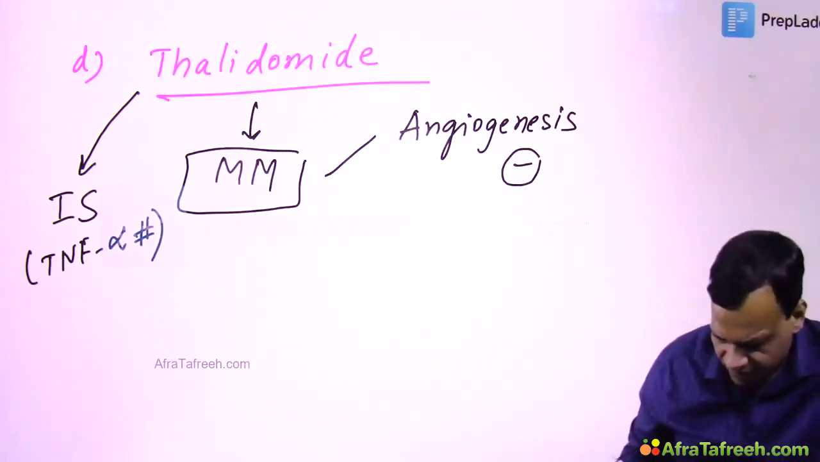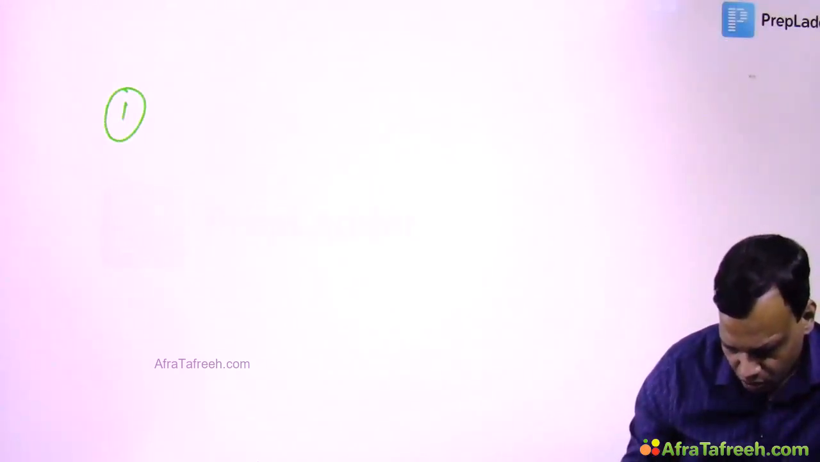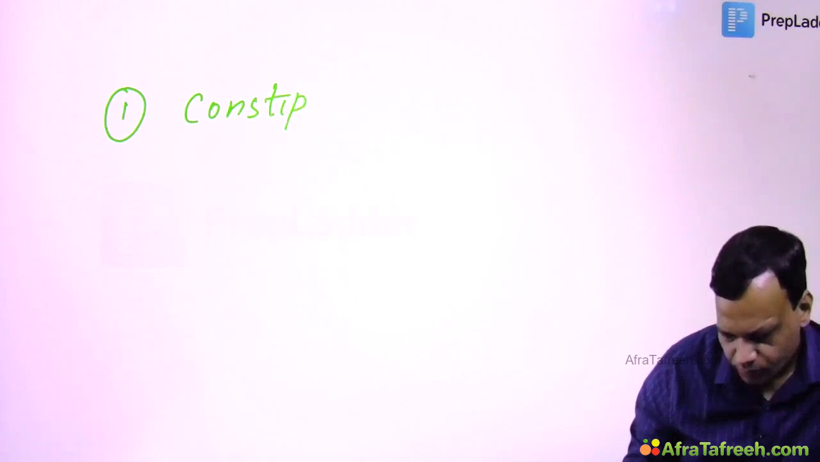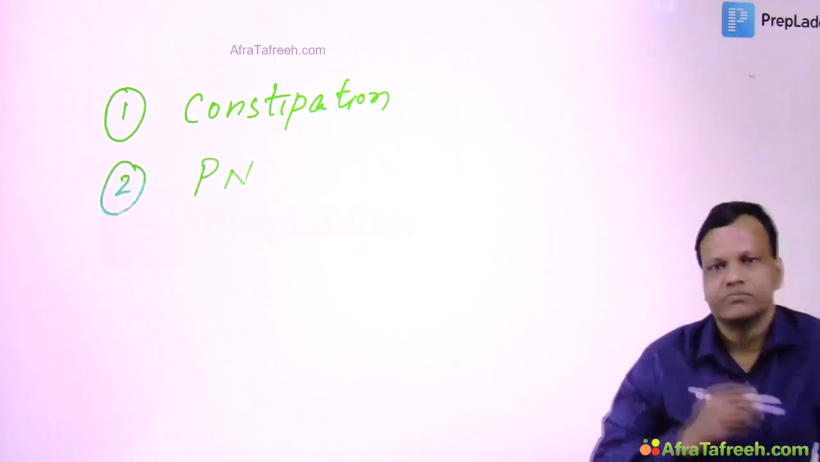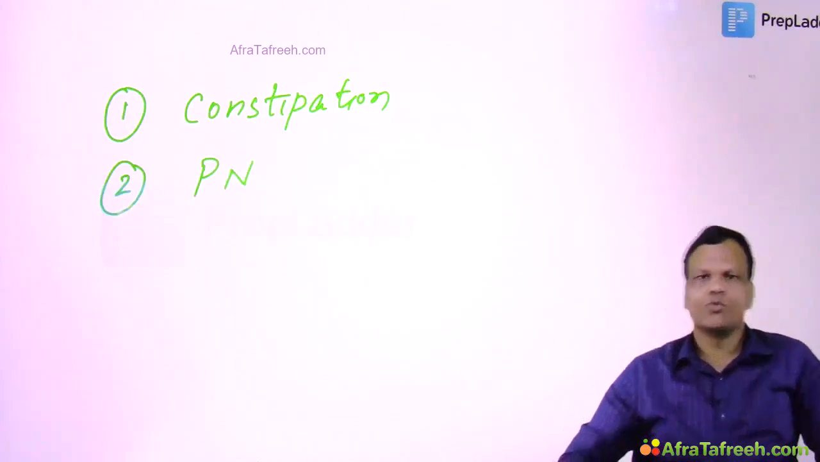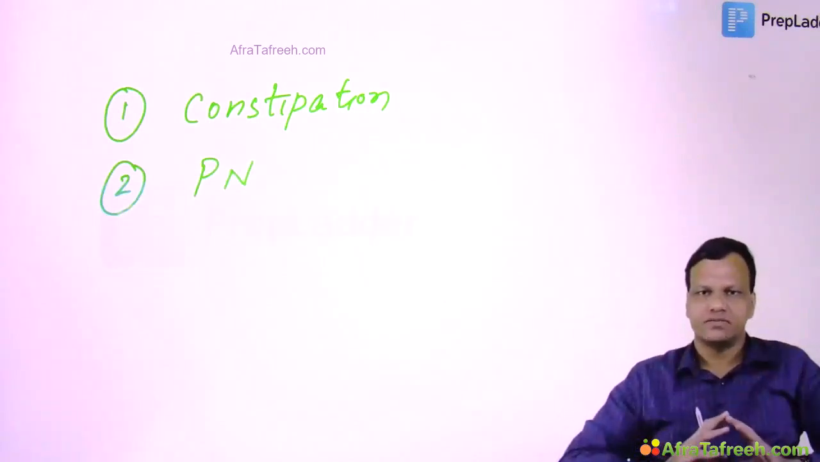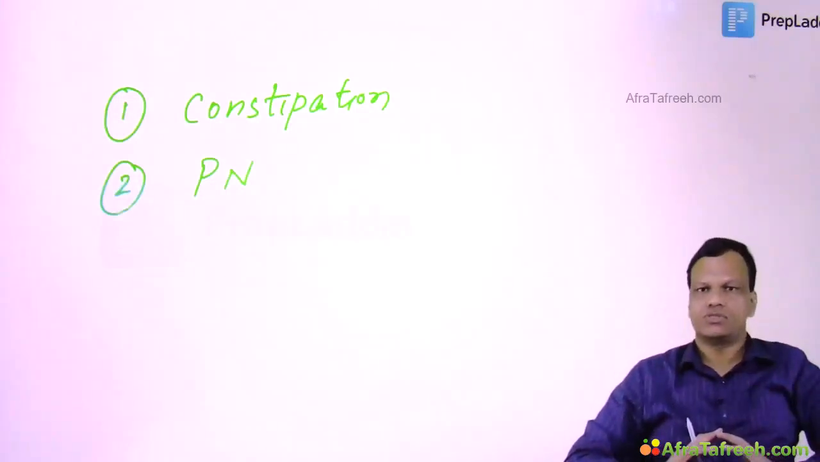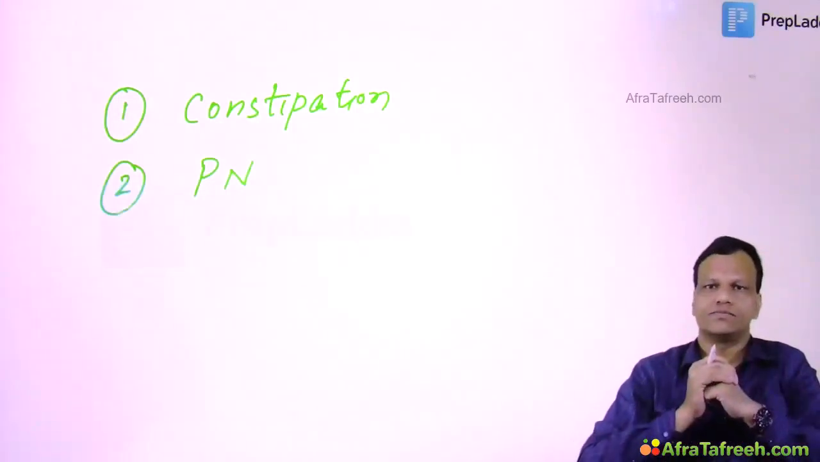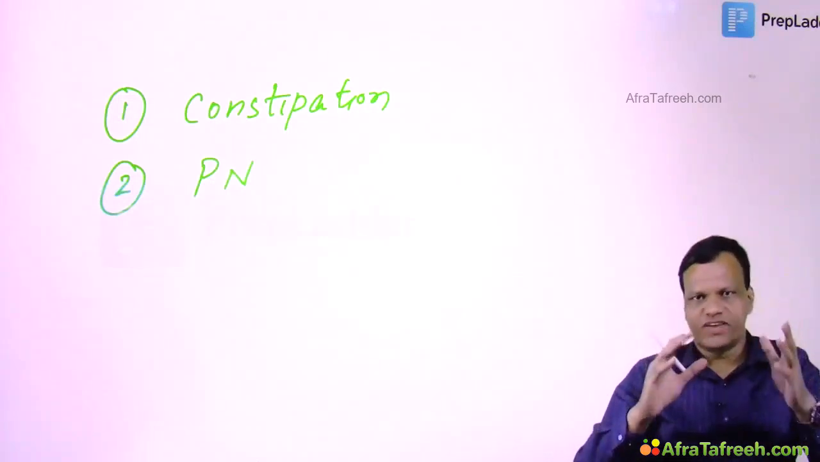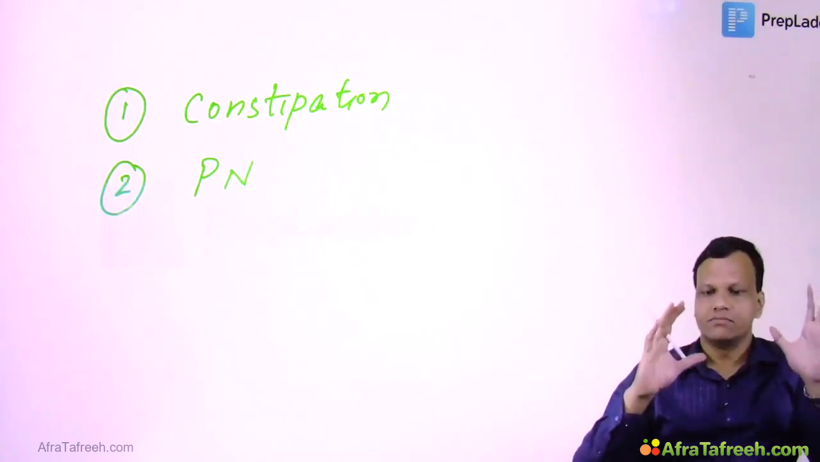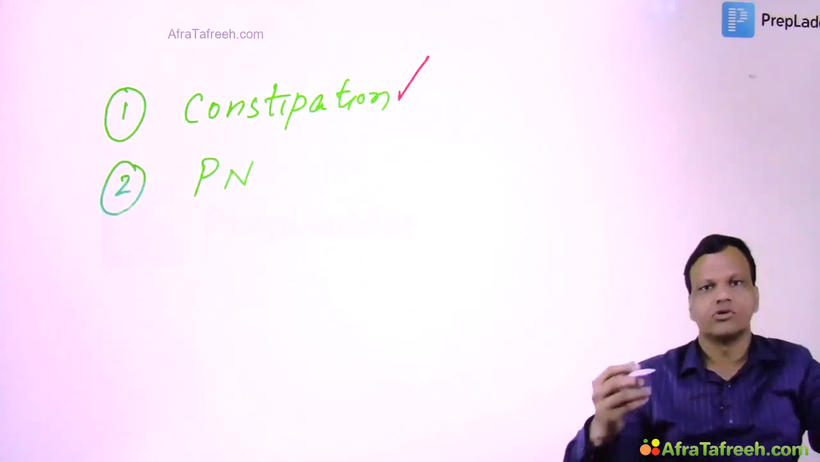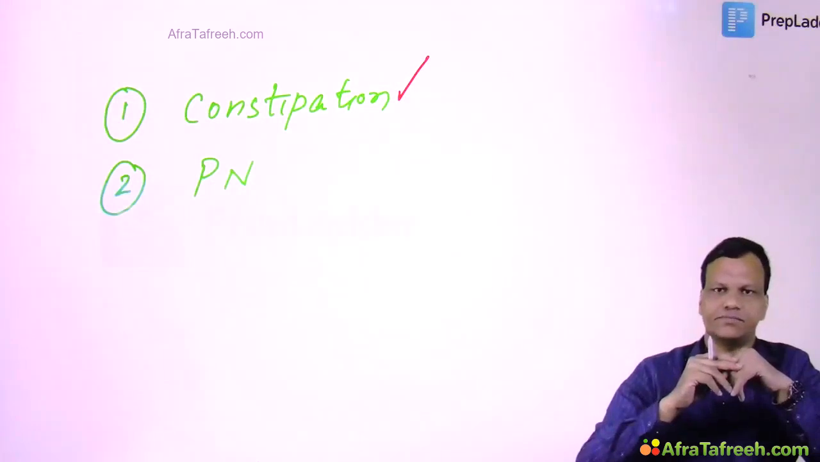The two major side effects of thalidomide you need to remember. One, it can cause constipation. Second, it can cause peripheral neuropathy. Now, why are we discussing these 2 points specifically? It has many more side effects, but these two will answer most of our MCQs. The first question asked on thalidomide is, all of the following are adverse effects of thalidomide except. Remember, most anti-cancer drugs cause diarrhea, but thalidomide causes constipation. So, if diarrhea is written, that is the answer.